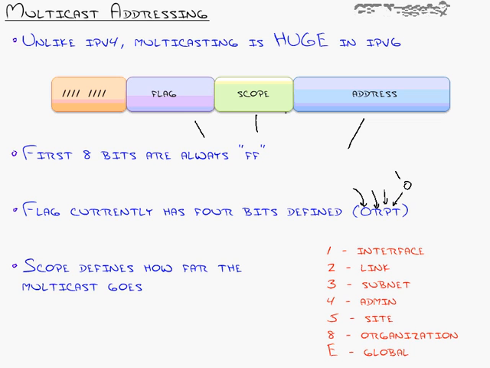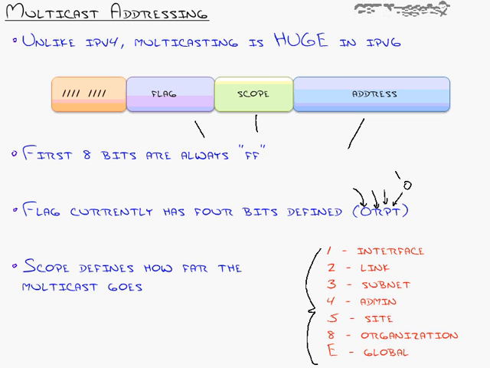Then the next set of 4 bits is going to define the scope. This is what I think is pretty neat. Depending on what you set, it's 4 bits, so just one hexadecimal digit. Whatever you set there will define how far the multicast goes. You can see it: interface means it doesn't even leave the local computer. The link means it's the local subnet around you, so that would be your local switch segment. You have the subnet, which is where you can start reaching other subnets.